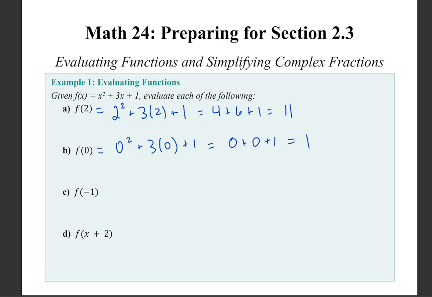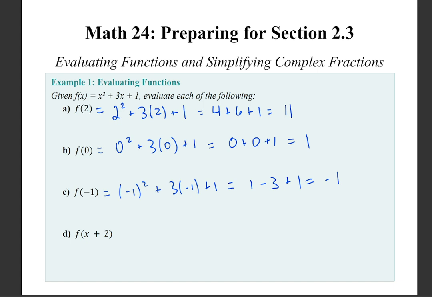Now if we look at f of negative 1, all right, plug in a negative 1 everywhere we see an x. Negative 1 squared plus 3 times negative 1 plus 1. Well, negative 1 squared is 1. Notice how the negative gets squared with the 1. 3 times negative 1 is minus 3. Then we have plus 1. 1 minus 3 is negative 2. Plus 1 is negative 1. So those three are pretty straightforward. You plug in the number where you see an x, you get a number.